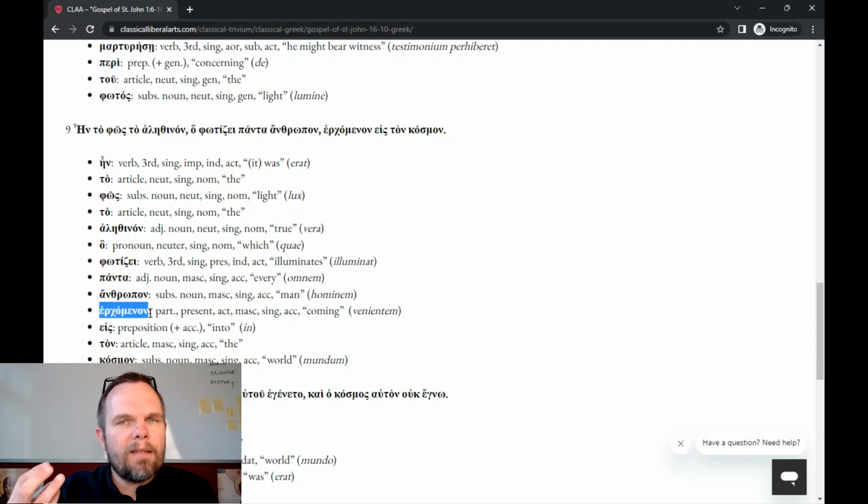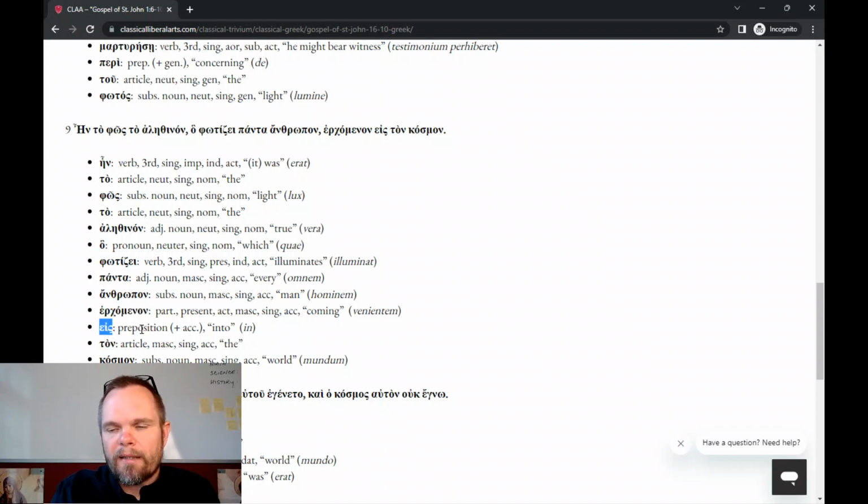Participle, remember, participates in the characteristics of both a verb and an adjective. So it works in the sentence like an adjective, but it has tense, which makes it like a verb as well. It's present tense, masculine, singular, and accusative because it's describing anthropon, which illuminates every man, erkomenon, coming, present tense, active, coming, eis ton kosmon, eis.